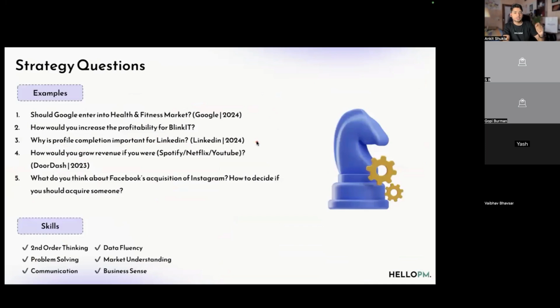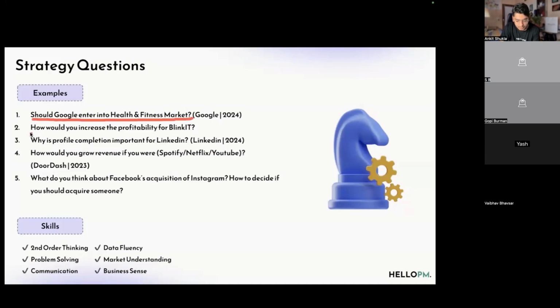Now let me go ahead and give you one more important kind of question. These questions are asked in consulting interviews as well, and very commonly in product leadership rounds, which is the strategy question, where the question looks like this. Should Google enter into the health and fitness market?